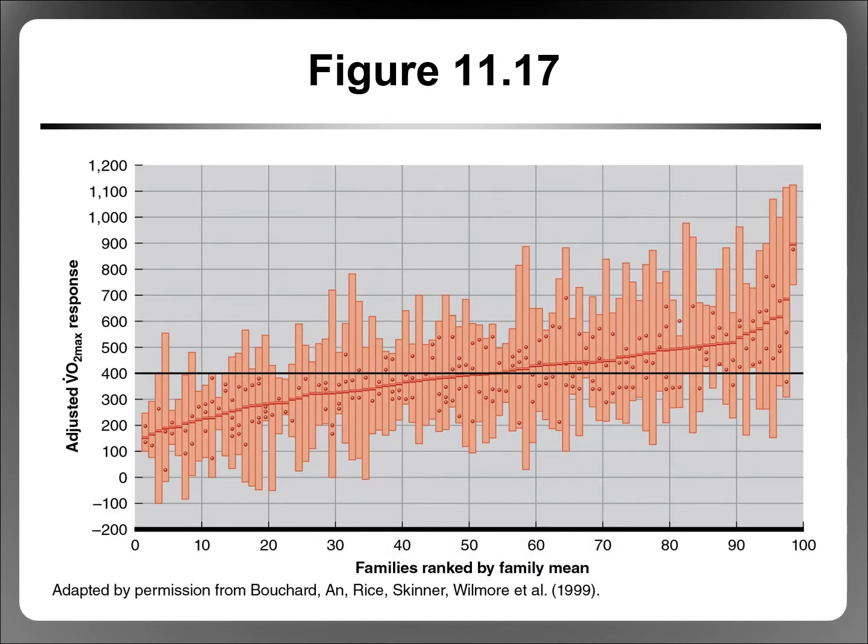All right, so this is an example of this genetic component and the changes. We have the VO2 max response, with families ranked by the mean value of the family. Basically, what we're seeing here is that they received the same training protocol. Our baseline was trying to get a change of about 400, and even though every single individual did the exact same thing, there was a wide variety in changes.